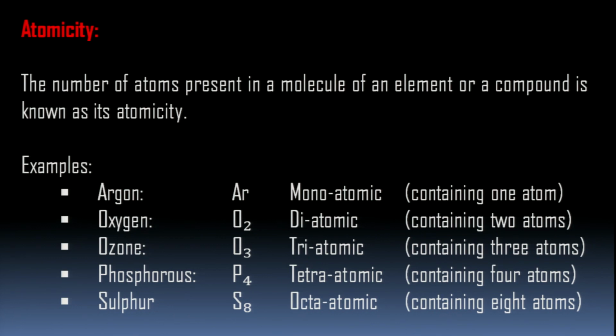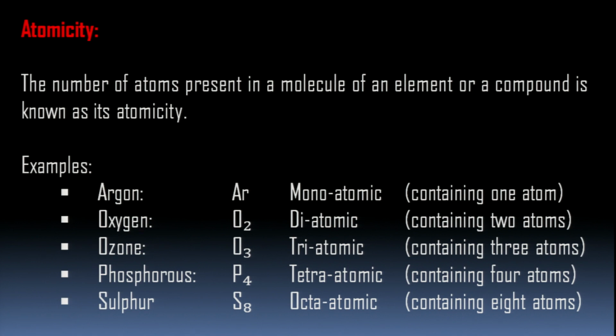Now, suppose we are talking about molecules of oxygen. O2 is the molecule of oxygen. That means oxygen in the form O2 is stable. Hydrogen in its form H2 is stable. Chlorine in the form Cl2 is stable. The number of atoms present in a molecule of an element or a compound is known as its atomicity.